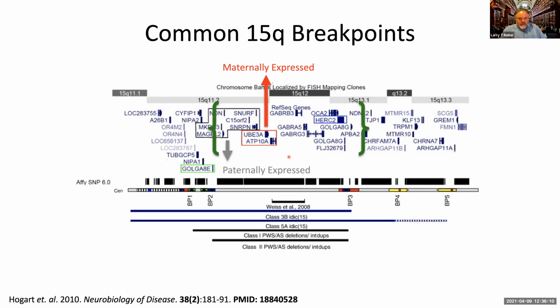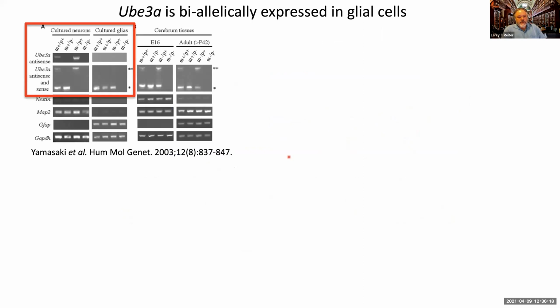However, I think there was something that was a little bit overlooked, and it wasn't really until we did the fly work that we started to look back in the literature. But I'm going to talk to you a little bit about some of the published studies of these mouse models of Angelman syndrome that actually show that glial cells don't adhere to this allele-specific expression.